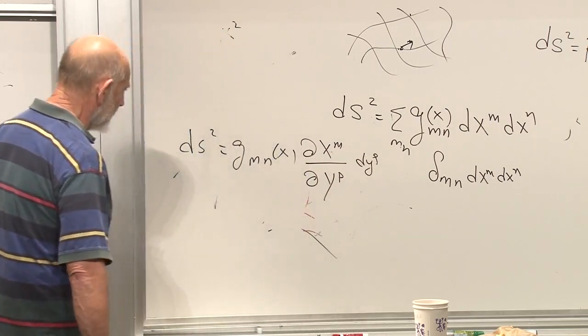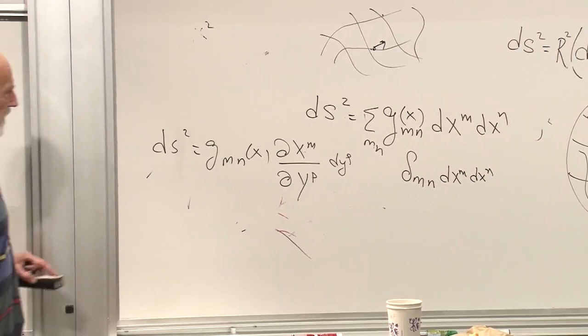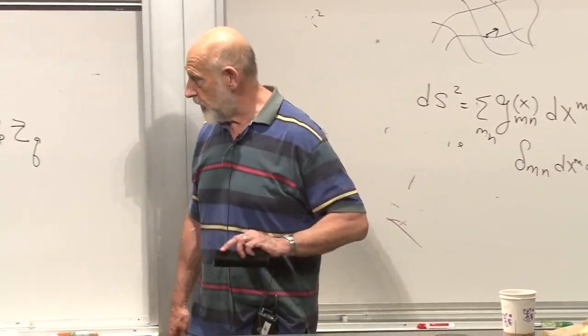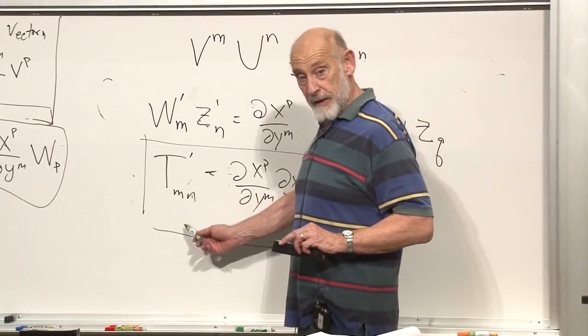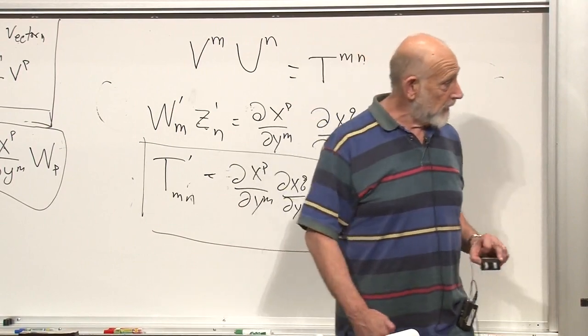You know, I'm getting really tired. I think we're going to do this next time. The point, however, is when we work out the transformation properties of g, we'll find out that it's a tensor. It's a tensor with two covariant indices.